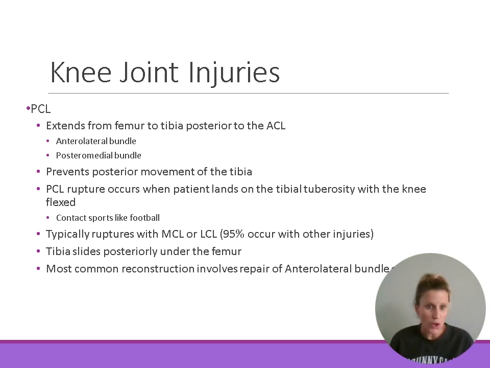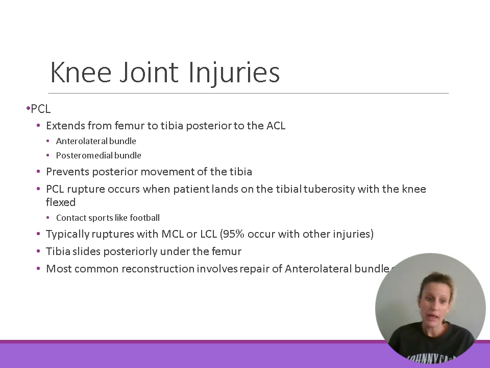This typically also ruptures the MCL or LCL, the medial collateral ligament or lateral collateral ligament, as well. About 95% of PCL tears also occur with other knee injuries because, again, the PCL is the strongest ligament that we have there. So if it's being torn, it's likely that the knee movement is going to tear something else as well. The tibia slides posteriorly under the femur. That's referred to as posterior drawer sign. The drawer is sliding backwards, pulling out posteriorly.